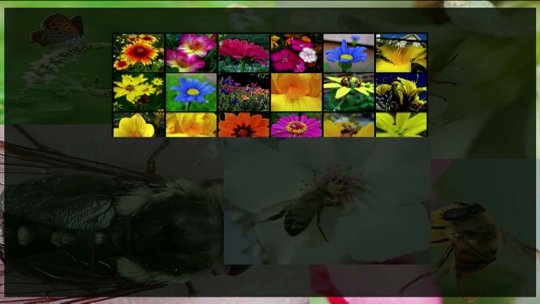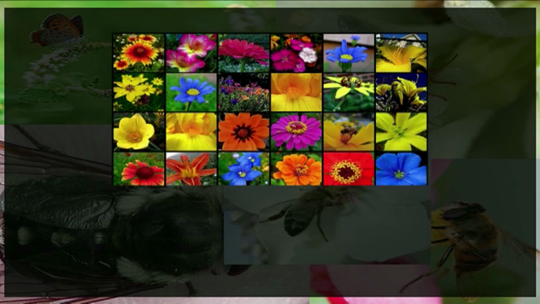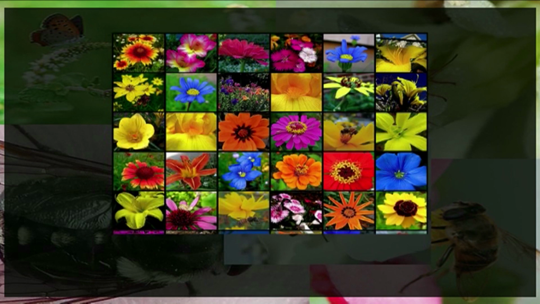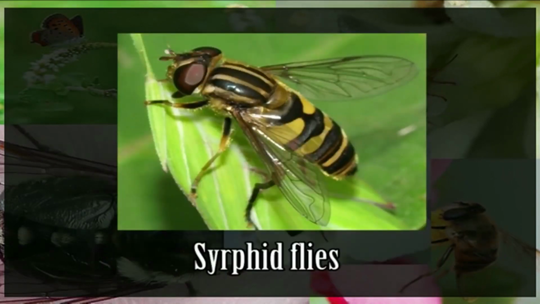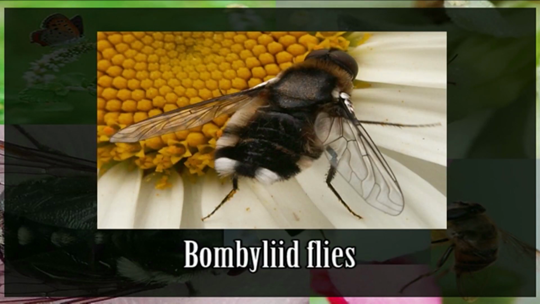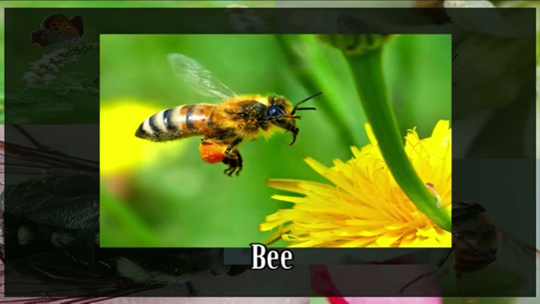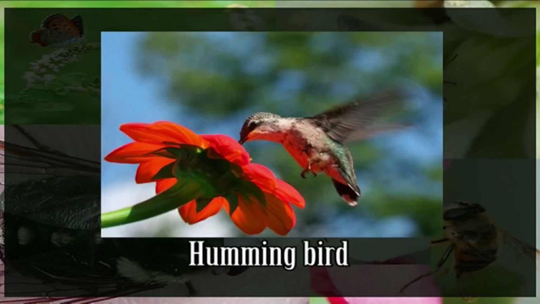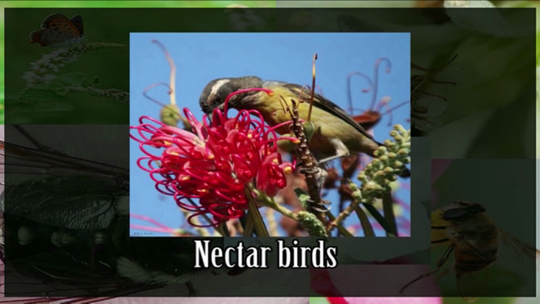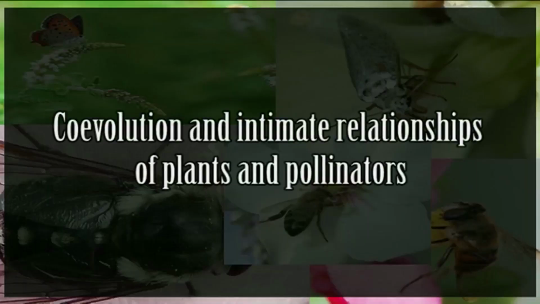The angiosperms as a whole group, and in particular some families and genera of the angiosperms, and various taxa of pollinators such as syrphid flies, bombyliid flies, pollen wasps, butterflies, bees, sphingid moths, hummingbirds and nectar birds and many others are examples of co-evolutionary success attributable to the mutualistic relationships between the flowering plants and the pollinators. Now we will discuss co-evolution and intimate relationships of plants and their pollinators.